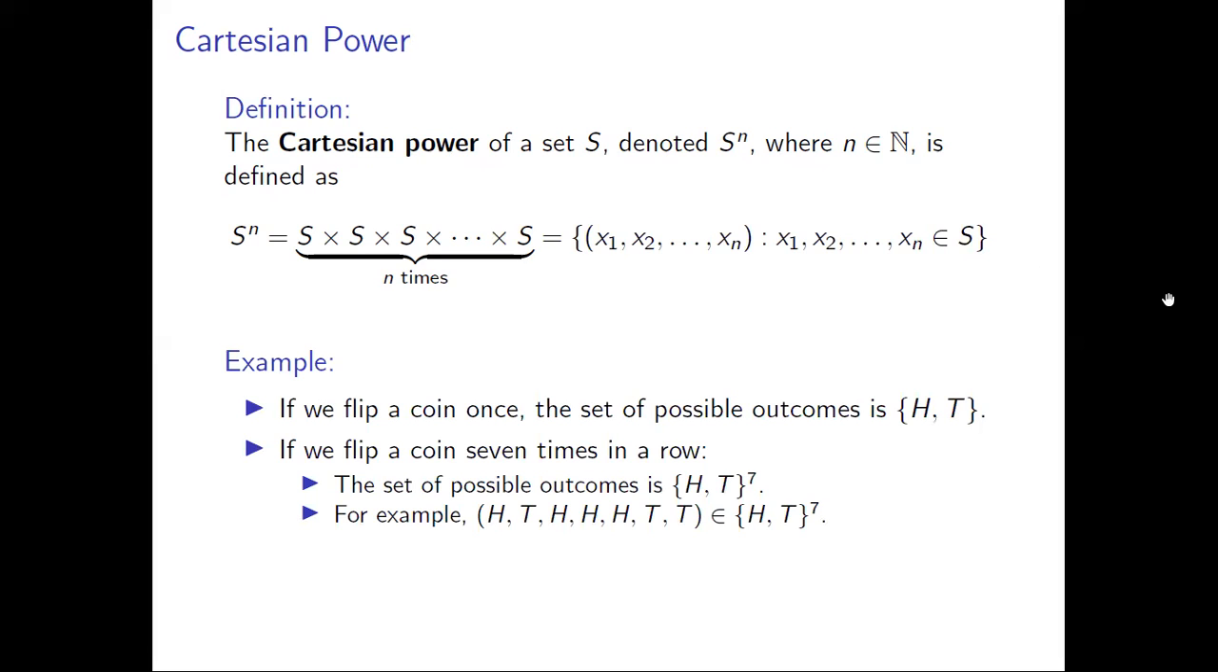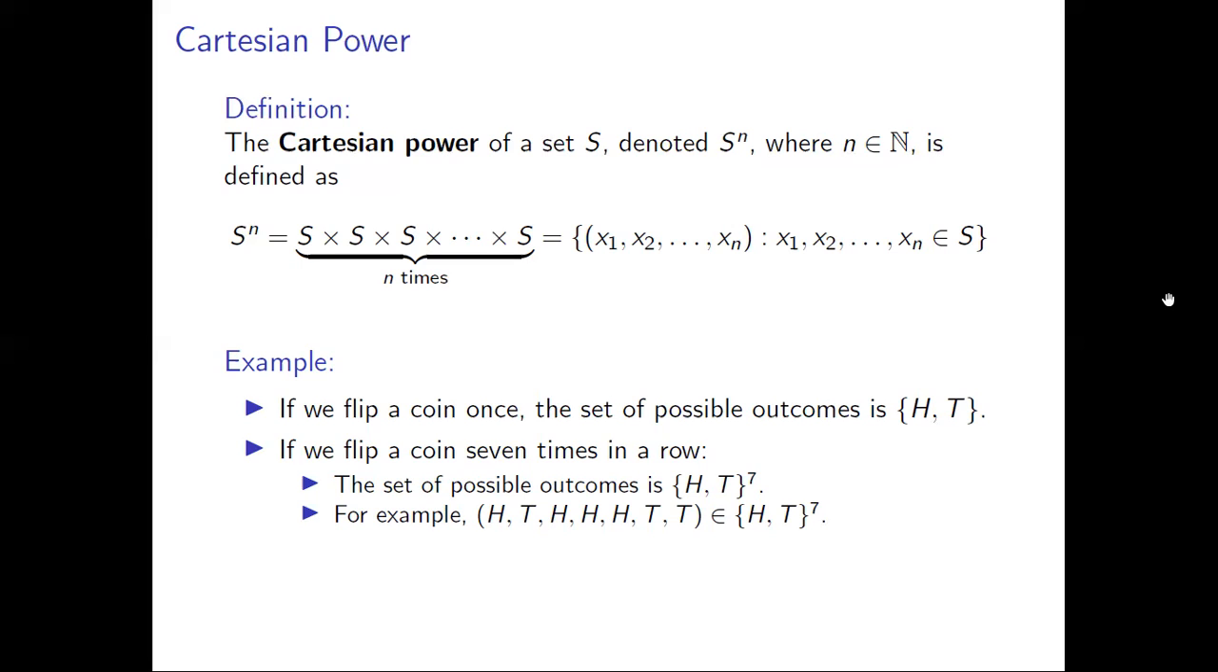So for example, if we flip a coin once, the set of possible outcomes has two elements, the set h comma t, right? H for heads, t for tails. Flip a coin once, you have two possible outcomes. Now, if you flip a coin 7 times in a row, you have a lot more than two outcomes, right? The set of possible outcomes is, sorry, not the Cartesian product, rather the Cartesian power, the set h comma t to the power of 7.